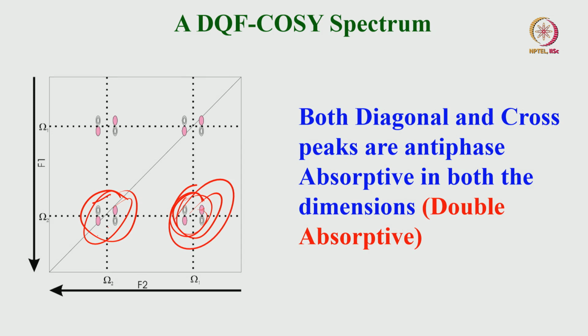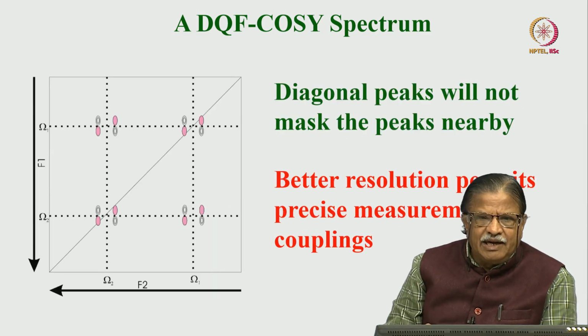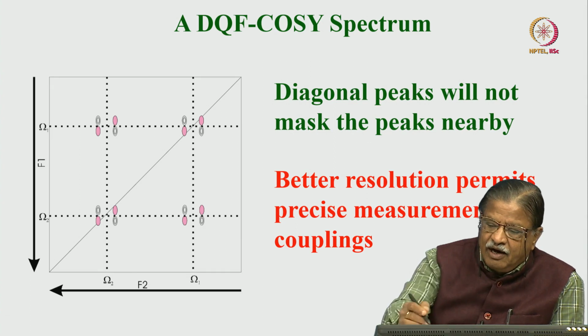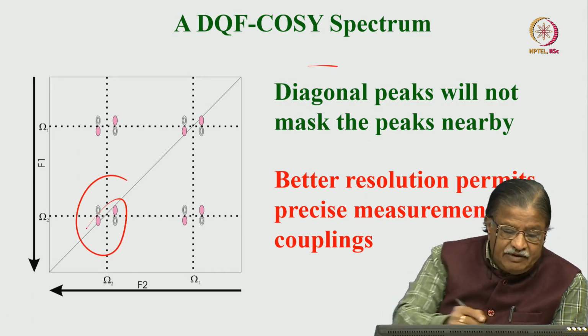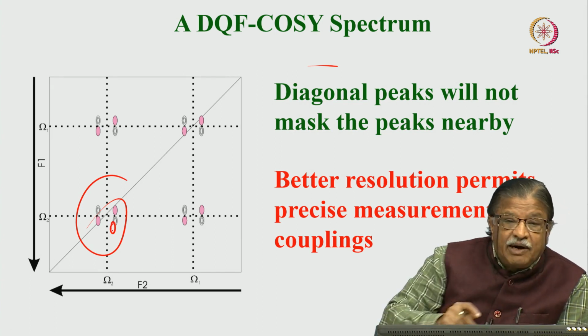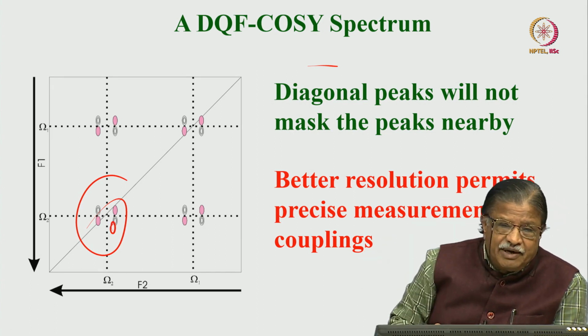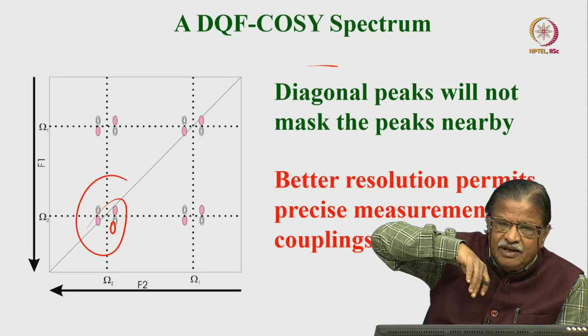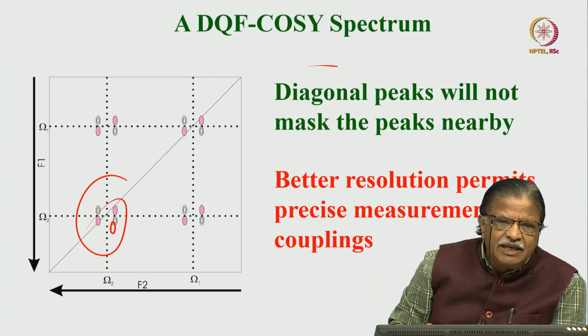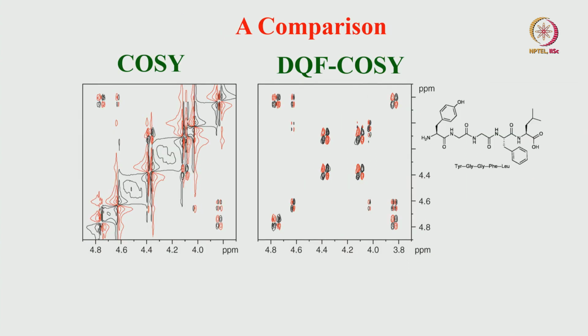I told you, for representation of the cross peak in the COSY, double absorption mode is always preferred. And in a typical DQF COSY spectrum, there are no diagonal peaks that will mask the cross peaks. If there are cross peaks nearby, they will not be masked. Whereas remember in the COSY, huge diagonal peaks will be there because both are in phase, and that will mask the peaks nearby. Sometimes you will not be able to identify them.